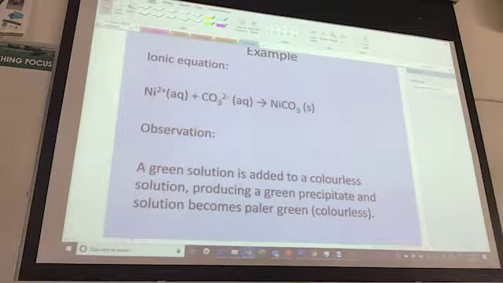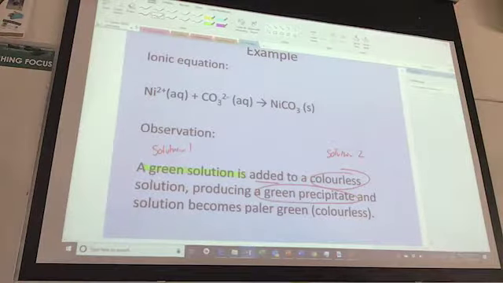Okay? So notice what we're doing when we're writing our observations. We are noting this is solution 1. So solution 1 is added to a colourless, so this is solution 2, and producing a green precipitate. So this is product 1, and the solution becomes paler green, so this is the final solution, or we could consider it to be product 2.